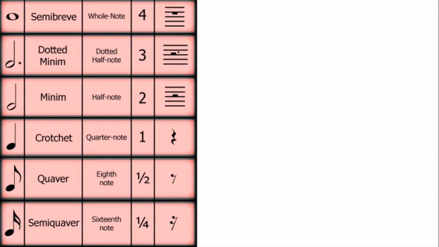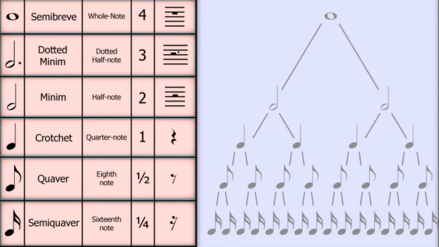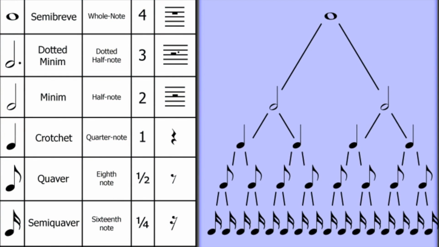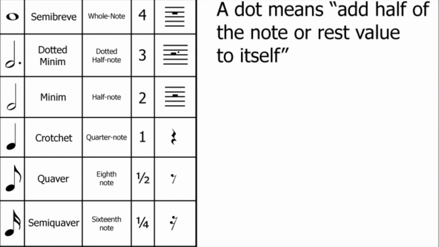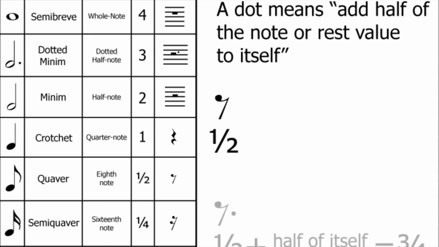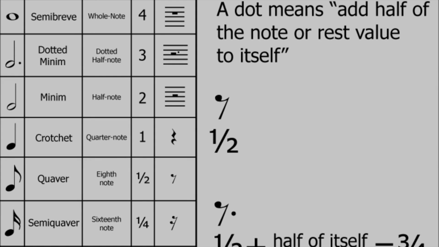So before we finish, just a reminder: you must learn these notes, their names, their values, and their rest symbols. Secondly, if it helps to remember the value of notes, draw a pyramid like I did earlier. Thirdly, a dot next to a note or a rest adds half the value of the note or rest value to itself. So here's a quaver rest, which is worth half. Add a dot, it becomes 3/4. Half, add half of itself, a quarter, becomes 3/4.